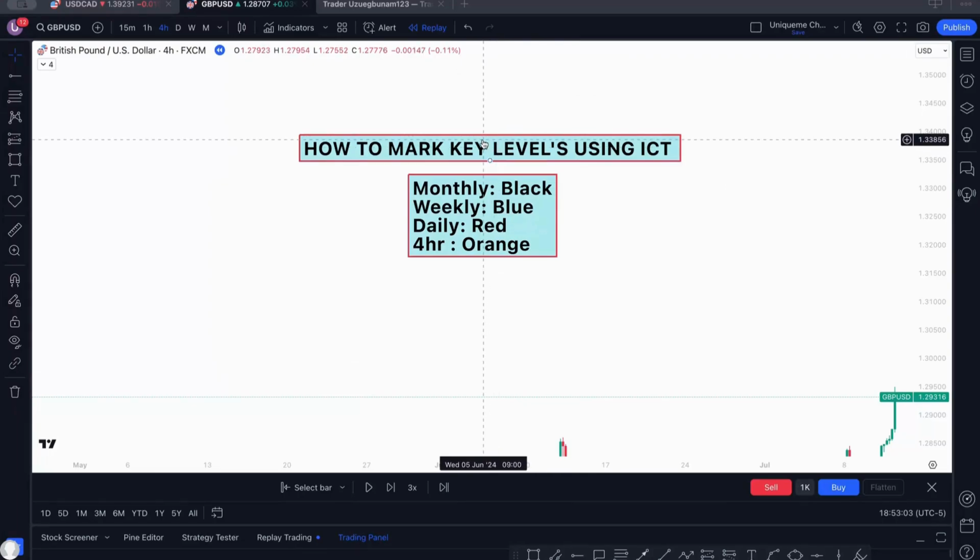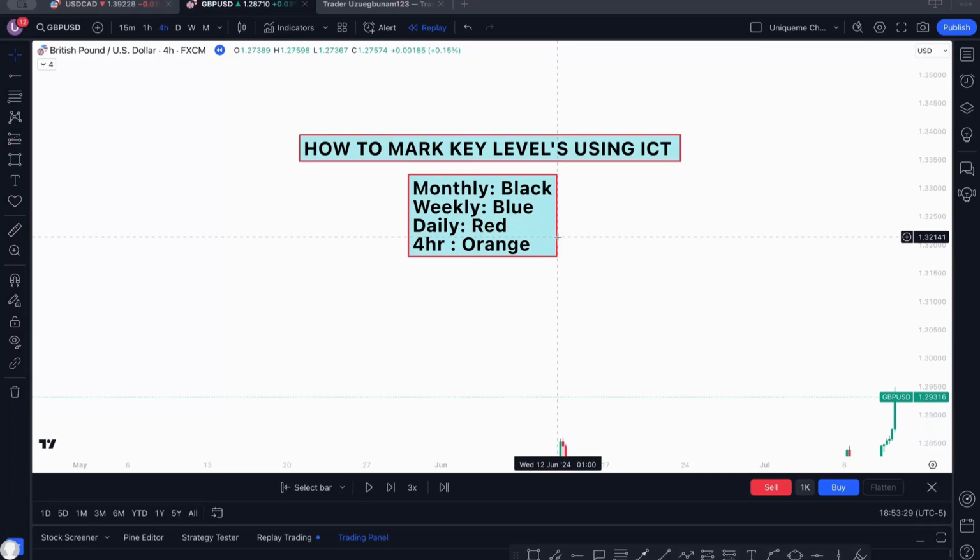So, today's topic is how to mark key levels using ICT concepts. Now, I know many of you have heard of retail trading, SMC, and ICT. Retail traders have their way of marking key levels, trend lines and everything. Indirectly, I always say it's kind of related to ICT, but I want to show you how we mark these key levels that are very important.